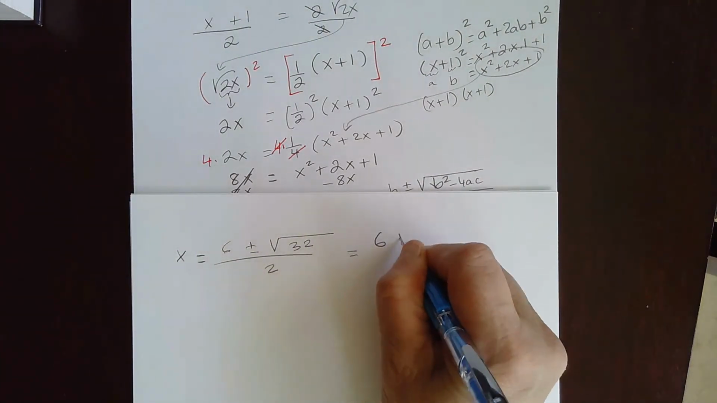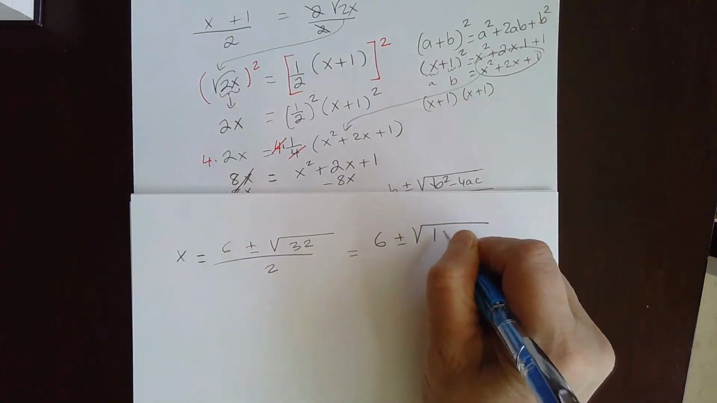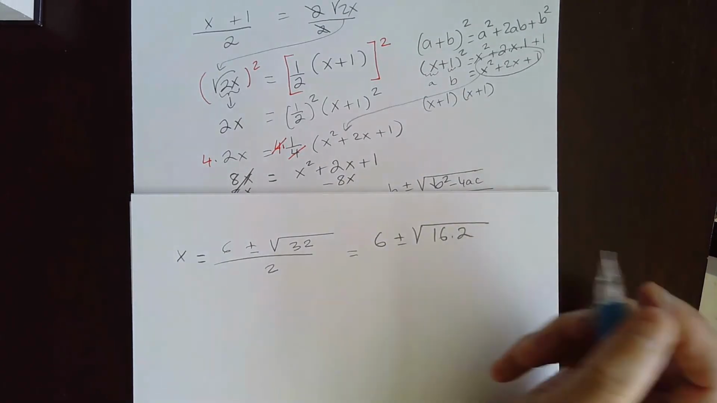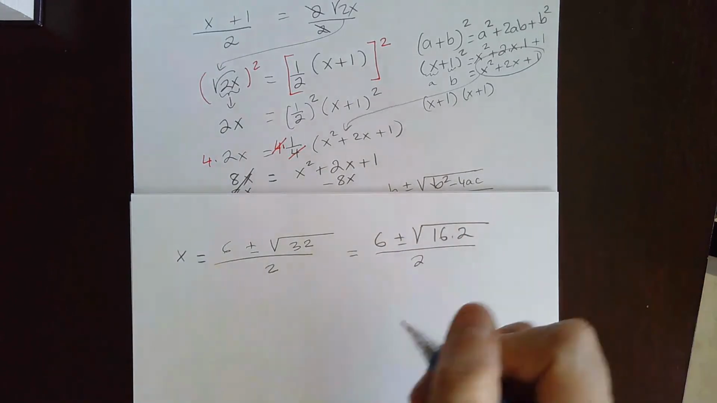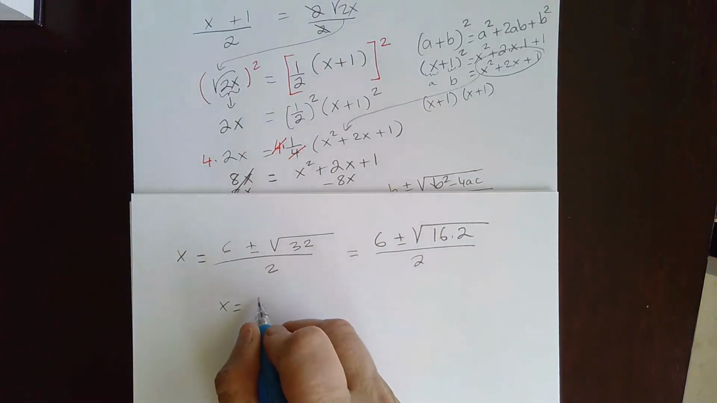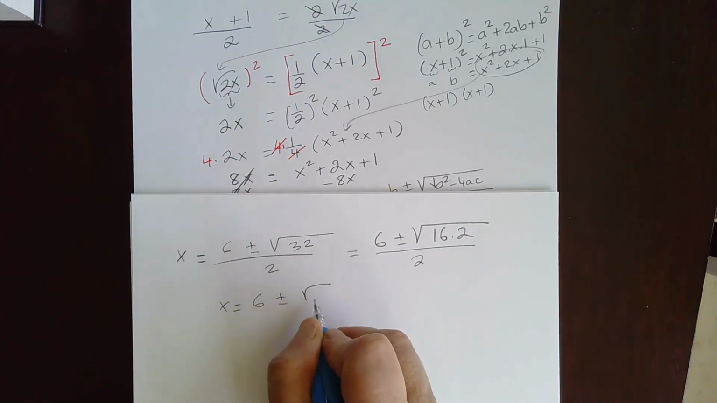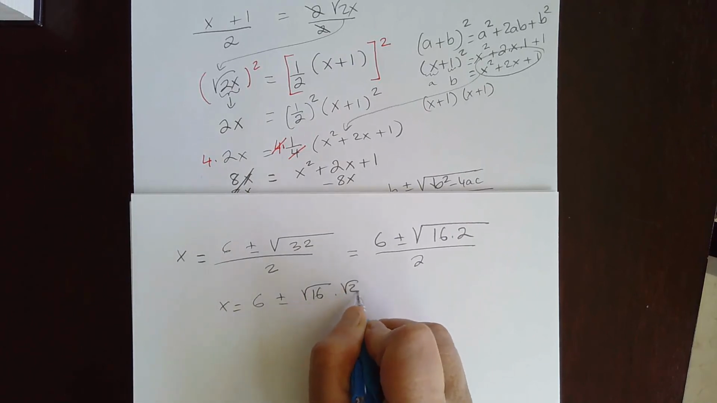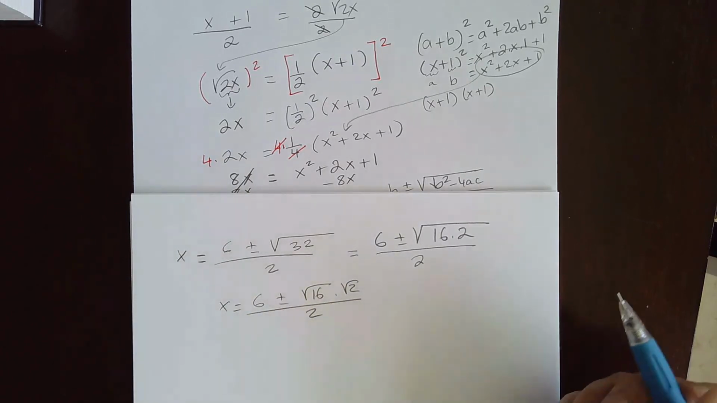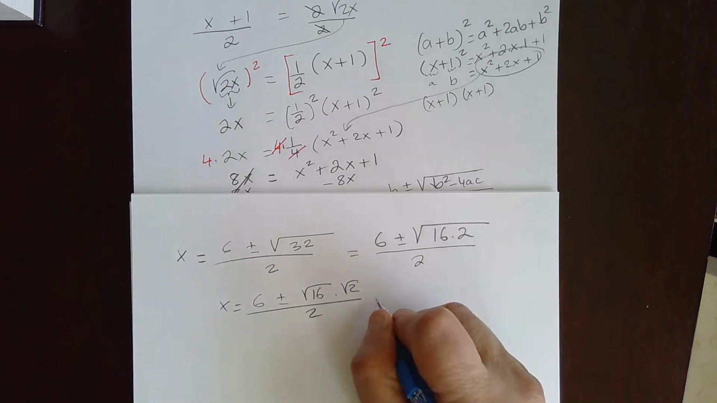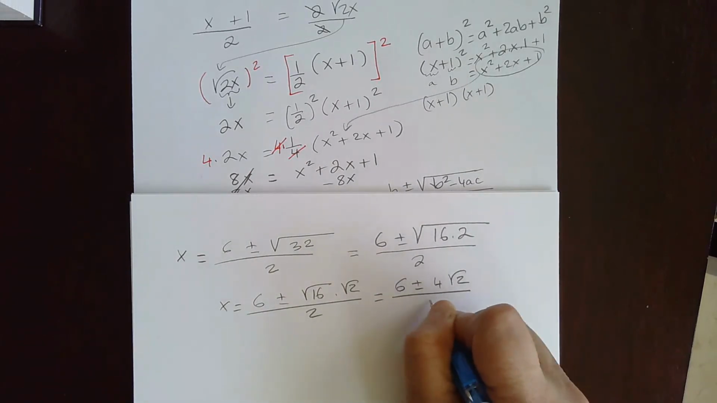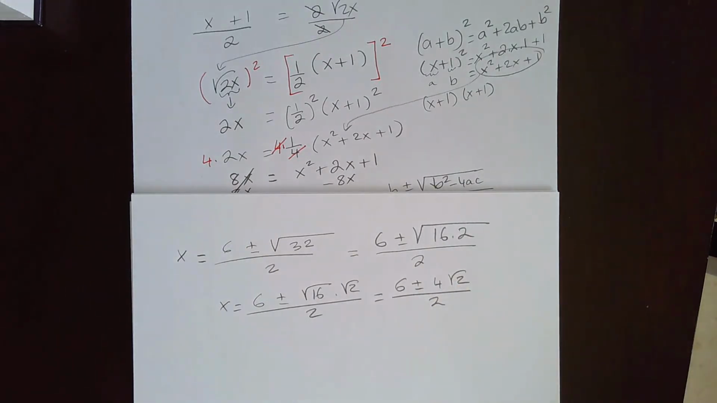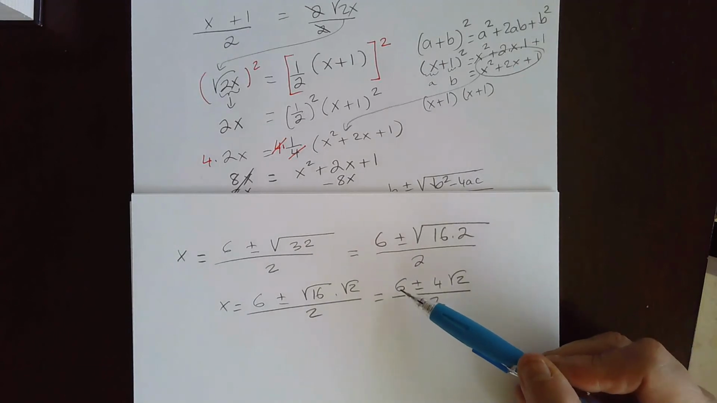You need to simplify it. 32 is 16 times 2, isn't it? So that will be divided by 2. The square root of 16. So this is the same as 6 plus or minus the square root of 16 times the square root of 2 over 2. The square root of 16 is 4, so you have 6 plus or minus 4 square root of 2 over 2. So we simplified the radical, but we're still not done yet. If you notice, 6 and 4 are divisible by 2.